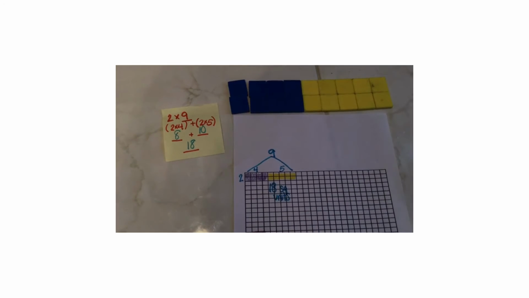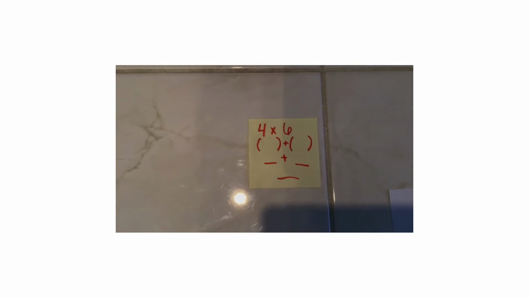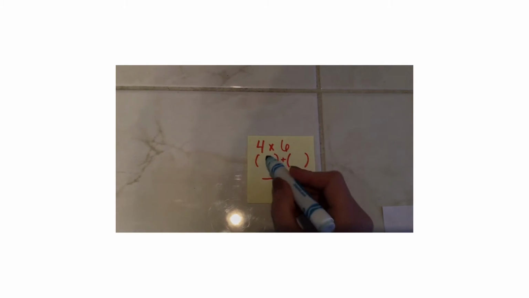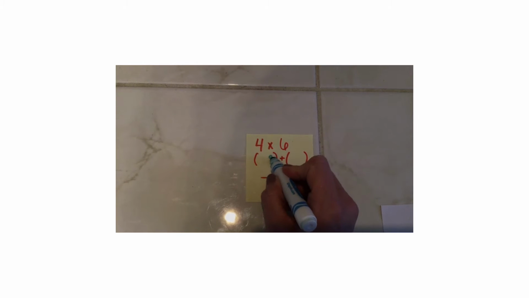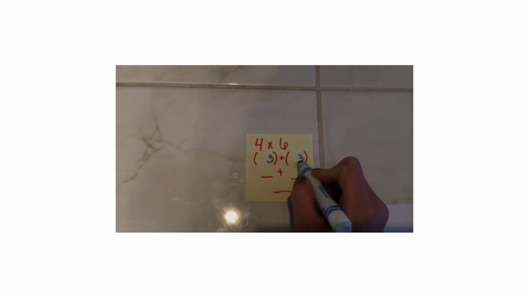All right, let's do another problem. All right, boys and girls, here is our next problem. 4 times 6. Okay, we're going to tile this, but we need to figure out how we're going to distribute the numbers. Let's look at the bigger number, which is 6, and let's distribute that into 3 and 3.